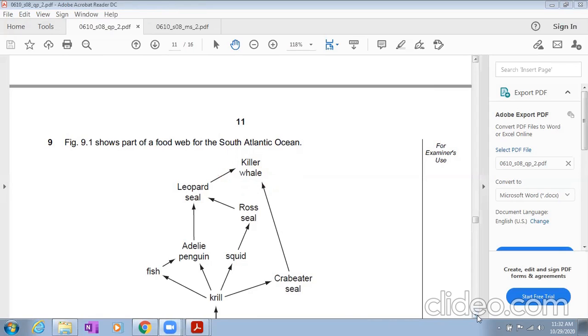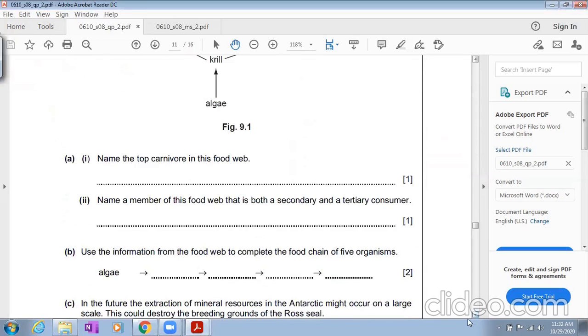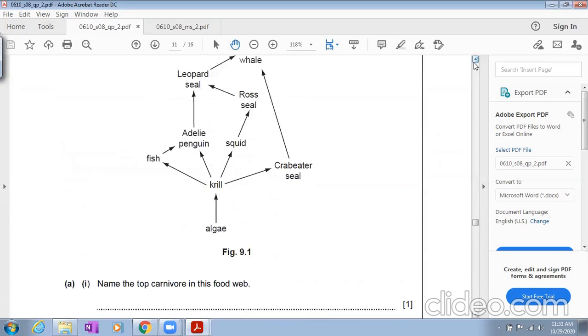All right, let's move to another question. Name the member of this food web that is both a secondary and tertiary consumer, that occupies both positions. Leopard seal? Let me check. No, it's a blue penguin. No, Adelie penguin, my bad. Really? Okay, let me check.